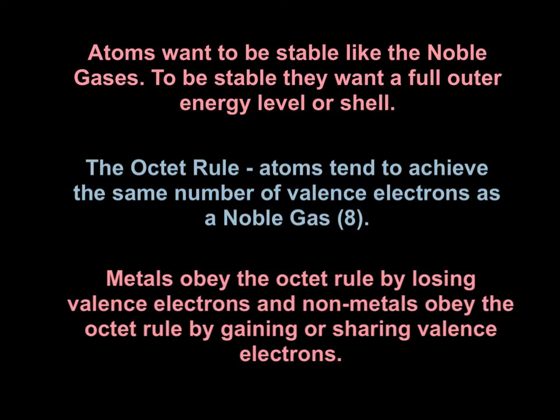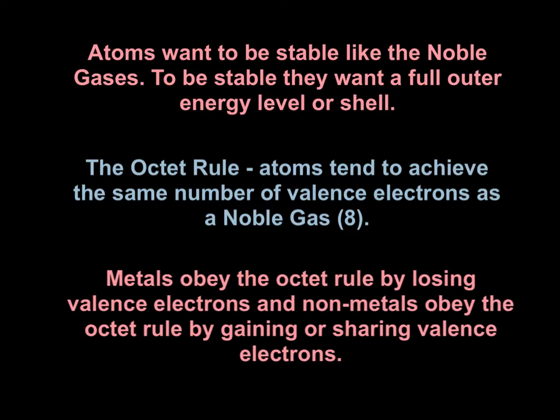This is called the Octet Rule. Atoms want to be stable like the noble gases. Noble gases do not react at all. We say that they are inert. So to be stable, these other elements want to have a full outer energy level or a full outer shell. That means they want to have a total of 8 valence electrons. Again, this is called the Octet Rule. This is a very important rule, and you want to remember it.